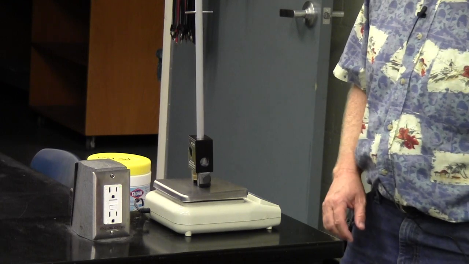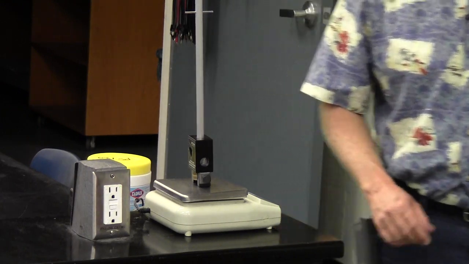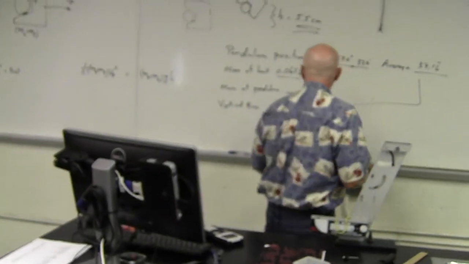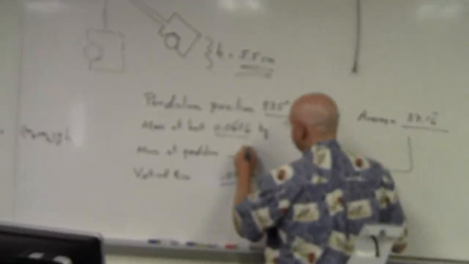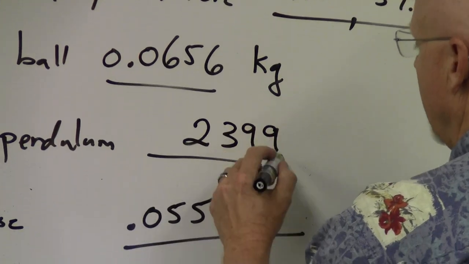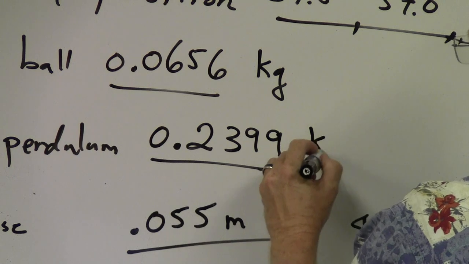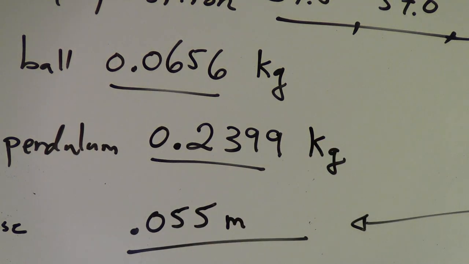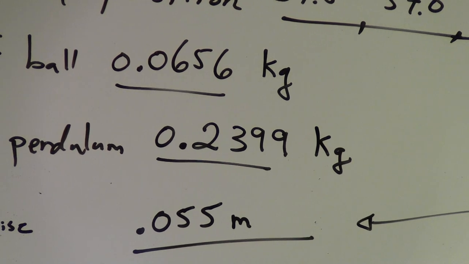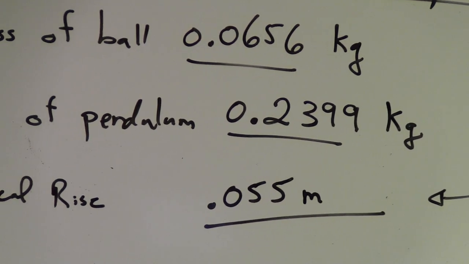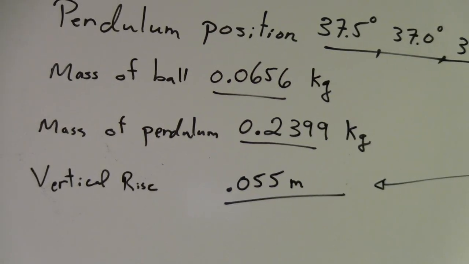All right, so this says 239.9 grams. So coming over here, 239.9 grams. Move it 1, 2, 3. And so it would be 0.2399 kilograms. All right. So that's the raw data.